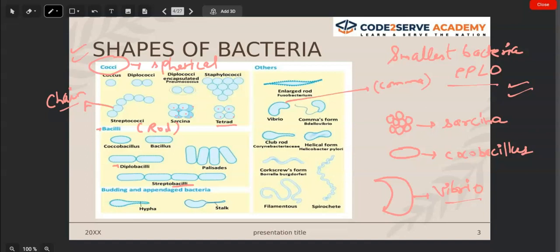Now some other shapes are also there, like the spirochete. It is also called the spirillum shape. Spirochete is an example of spirillum shaped bacteria. Okay, clear to all of you? There are also other shapes, like when the bacteria is in the budding stage, they can form hyphae. They may have a stalk attached over here, so they are in the stage of reproduction.